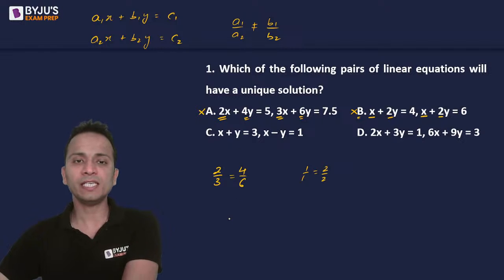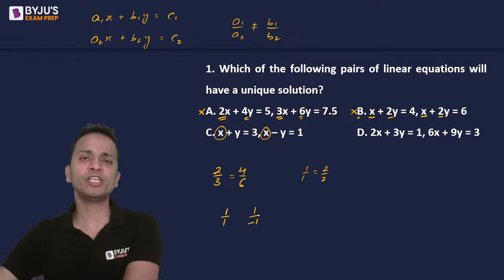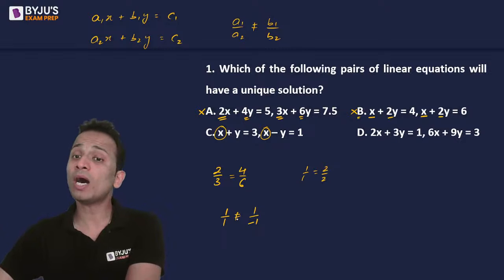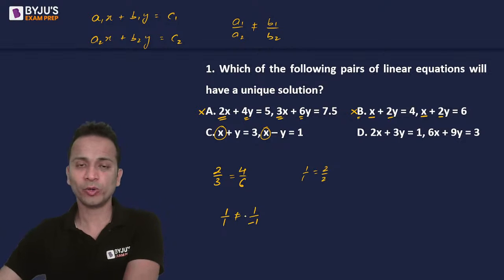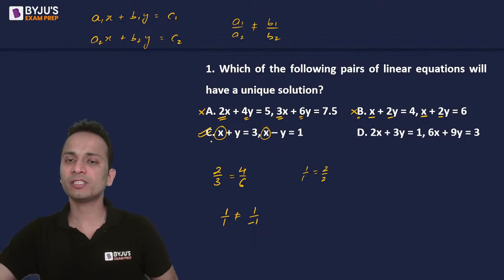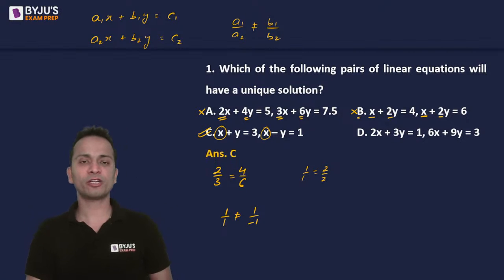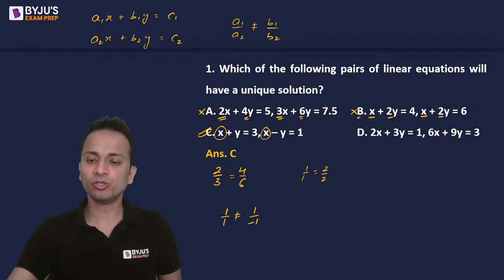Checking option C, I have 1 upon 1 for the coefficients of x and 1 upon minus 1, the ratio of the coefficients of y. Now, these two are not equal. So since the ratios are not equal, the correct answer should be option C. So option C is the correct answer for question number 1. Let's move on to question number 2.